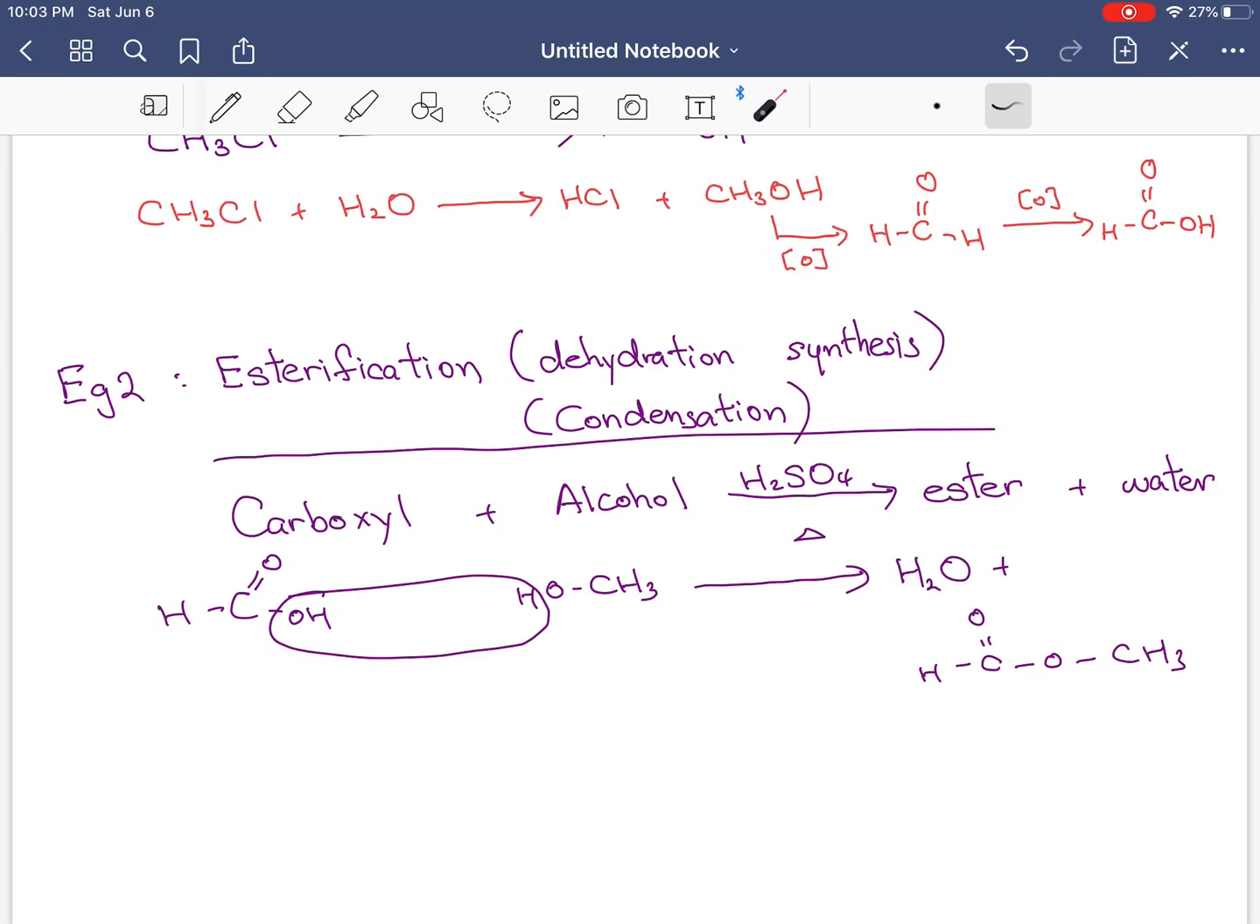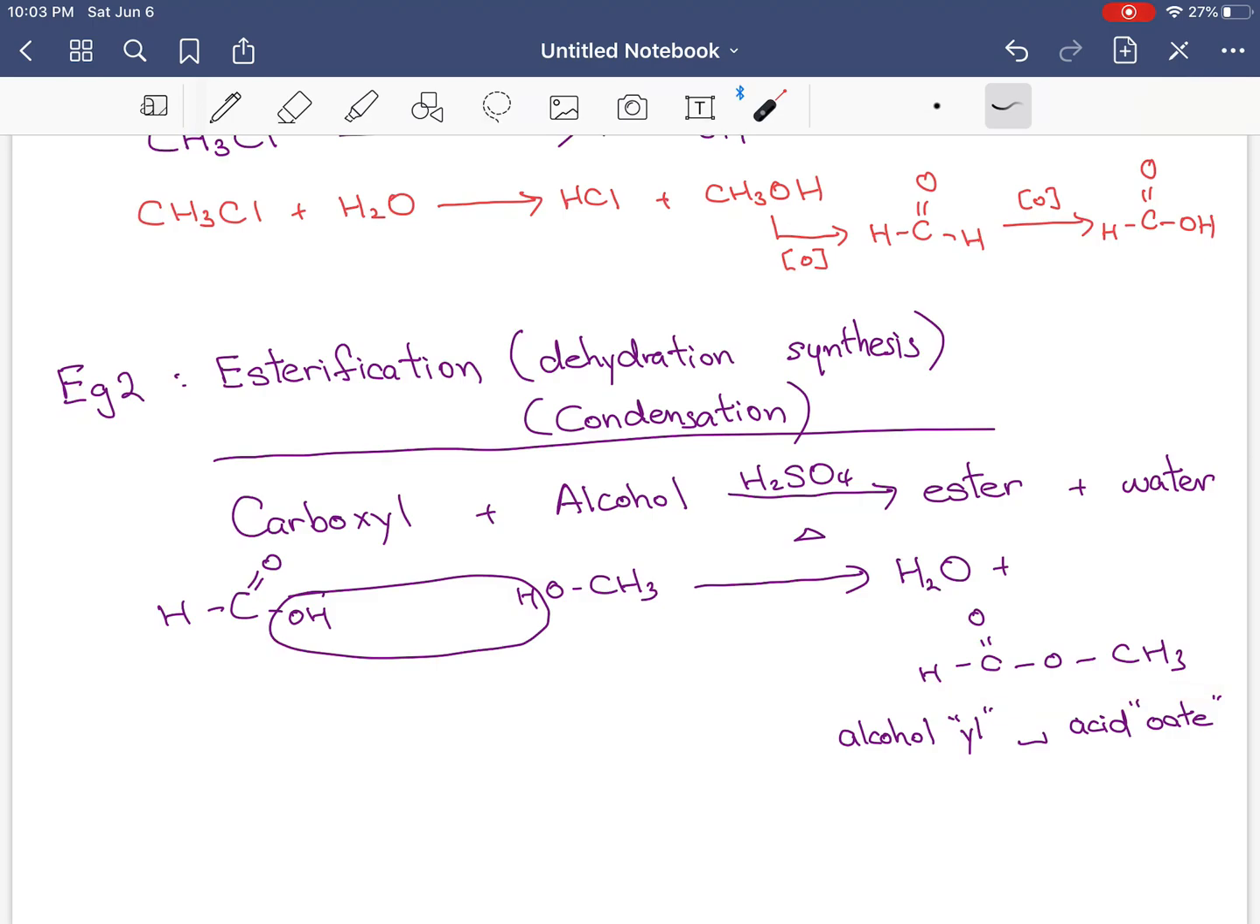Now, one of the things that I need you to know how to do is name esters. So let's do some ester nomenclature. It's very simple to name an ester. You always name the alcohol portion, followed by, of course, YL, followed by a space, followed by the acid portion with the ending OATE. So that is how you would name this ester right here.